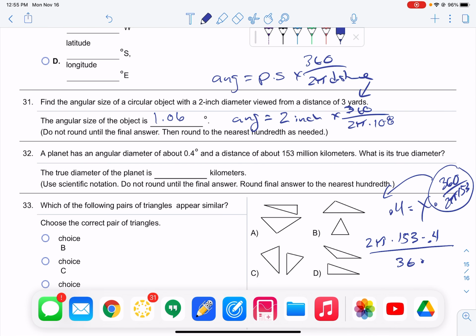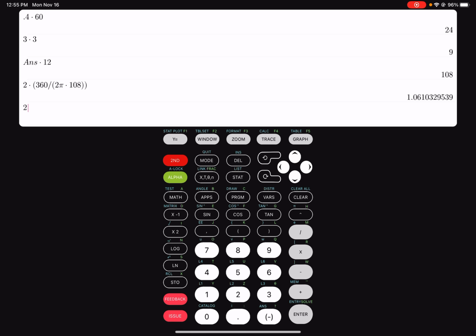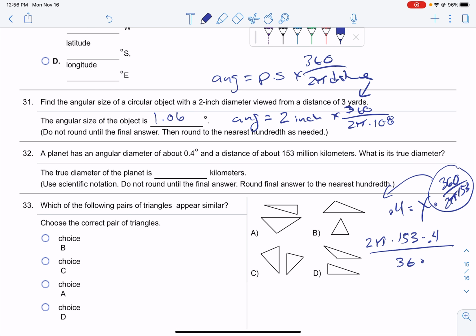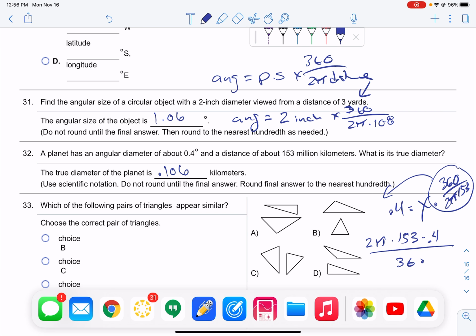So 2 pi times 153 times 0.4, all divided by 360, is 0.106. Did I miss a number? Nope, that's right. 0.106. So the true diameter of the planet is 0.106 million kilometers.